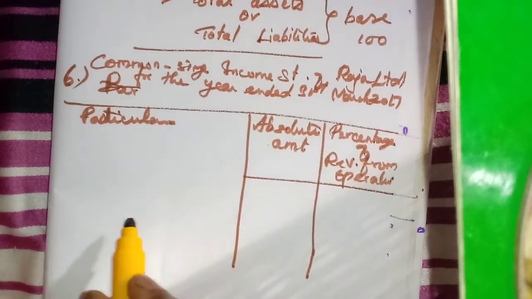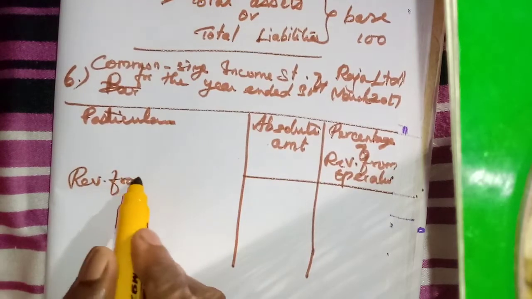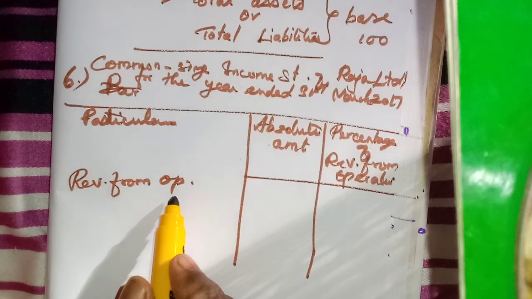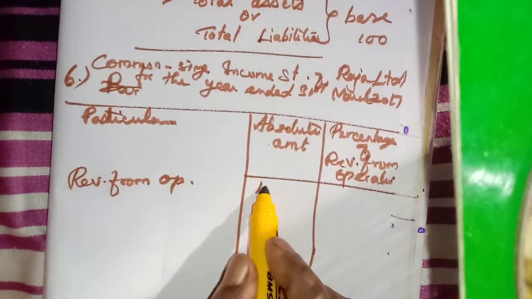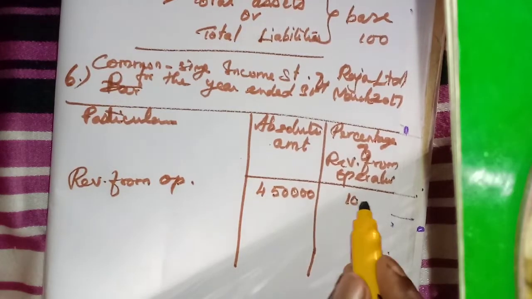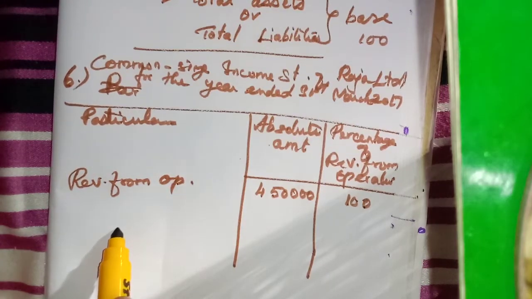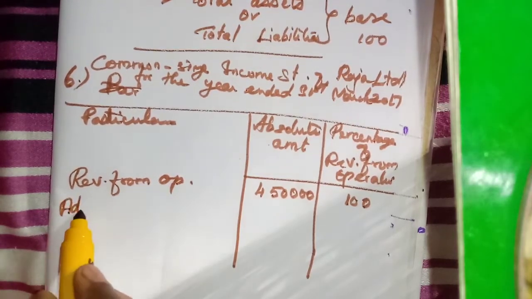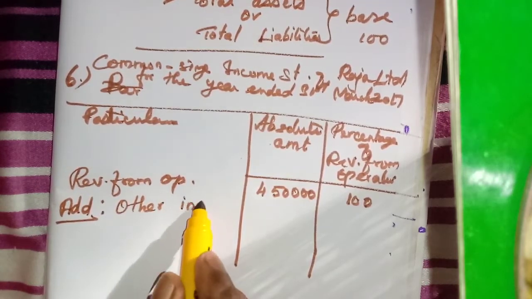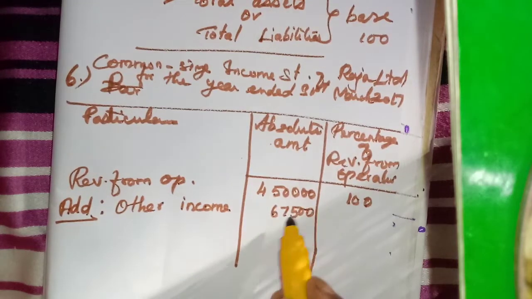Now we will start with the first one, revenue from operation. You write fully. What is the amount? 4,50,000. You write the absolute amount. Then percentage as 100, that is the base. Revenue from operation is 100. Then other income. What we have to do? Add other income, 67,500.